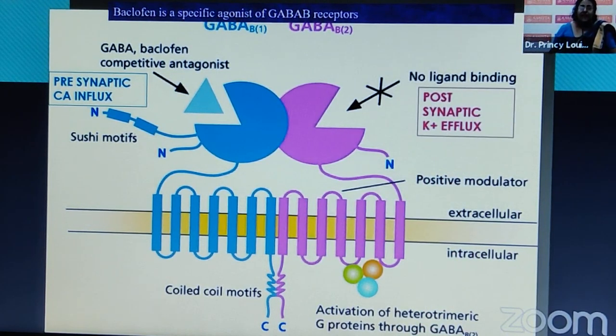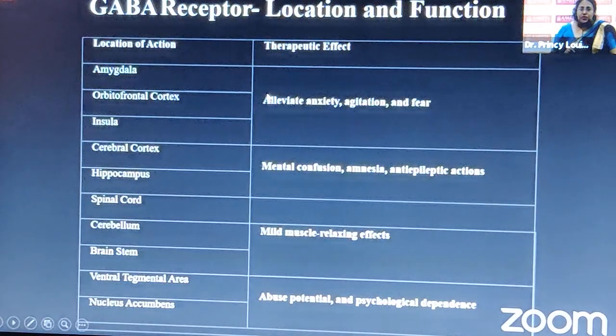Slide is not up. Yeah, correct. So this was GABA B1 and B2, right?